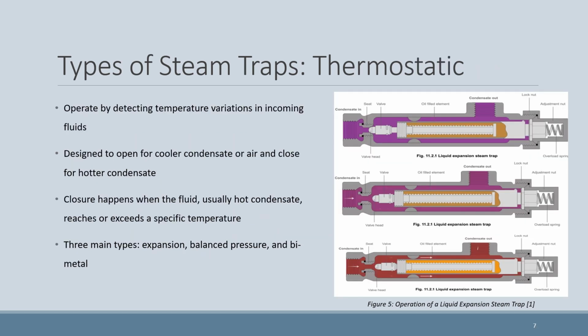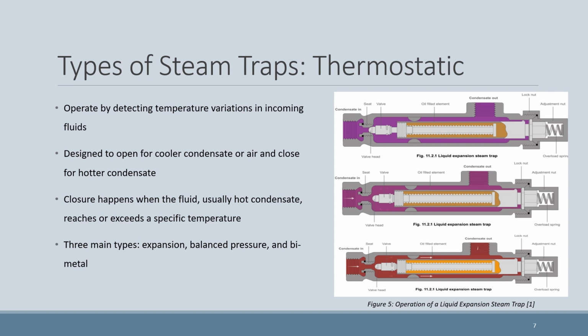Thermostatic traps operate by detecting temperature variations in incoming fluids. They are designed to open for cooler condensate or air and close for hotter condensate. Closure happens when the fluid, usually hot condensate, reaches or exceeds a specific temperature. There are three main types: expansion, balance pressure, and bimetal.